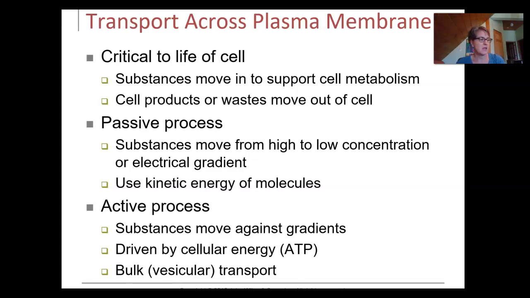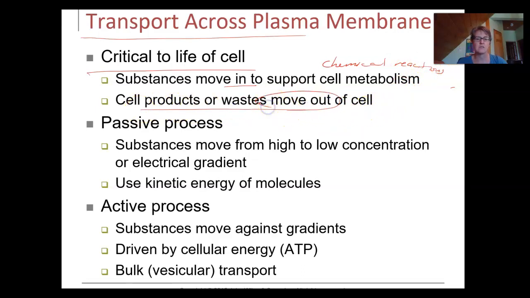We have to have transport, which is critical to the life of the cell. I have to move things in for chemical reactions. Chemical reactions are my cell metabolism: making ATP, making nutrients, making proteins. And I need to get rid of waste. Waste has to move out of the cell because if I hold on to it, it's toxic. Waste is toxic to the cell, so it has to get out of there.